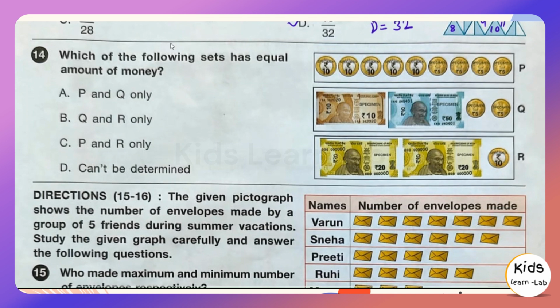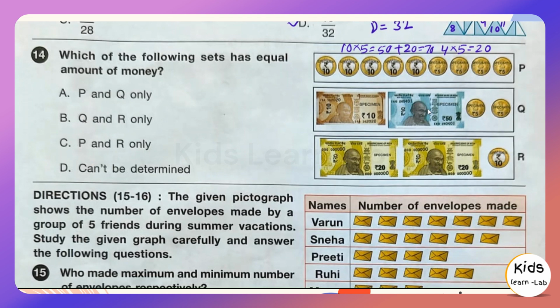14th question, which of the following sets has equal amount of money? 10. How many are there? 1, 2, 3, 4, 5. So 10 into 5 is equal to 50 plus how many 5 rupees are there? 1, 2, 3, 4. So 5 rupees coins are 4. So 50 plus 20 is equal to 70.